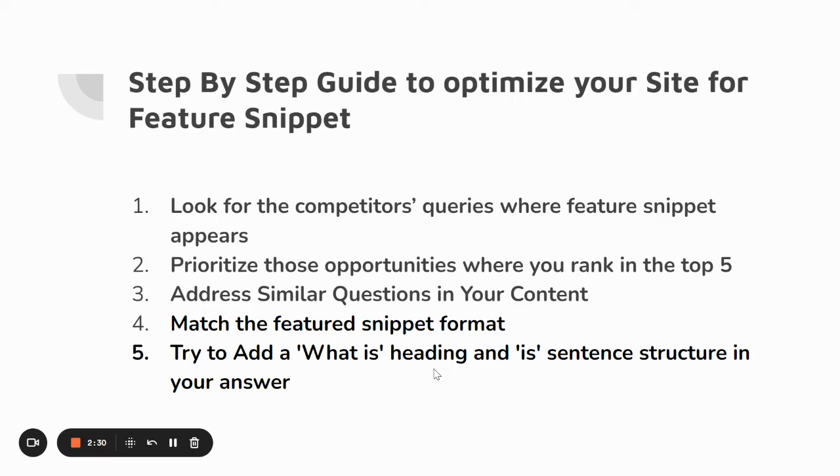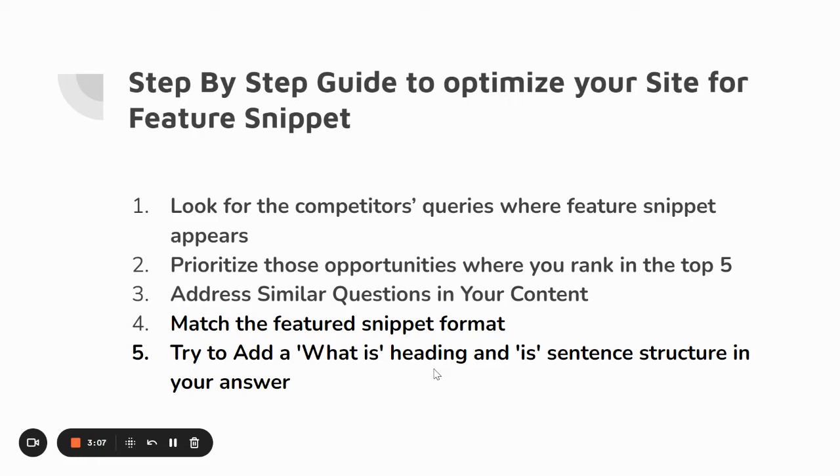The next step would be to prioritize those opportunities where you are ranking in the top 5. Many SEO studies have already shown us that ranking position matters in terms of claiming a featured snippet. Simply put, the higher you rank, the better your chances will be of claiming a featured snippet. So once you gather your list of keywords, look for those queries where you're already ranking in the top 5. Those kinds of queries will be your potential query list for featured snippet targeting.